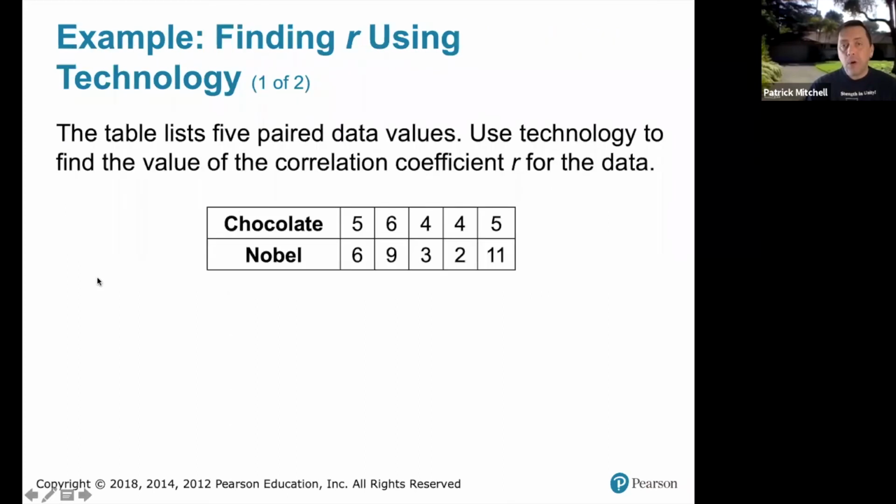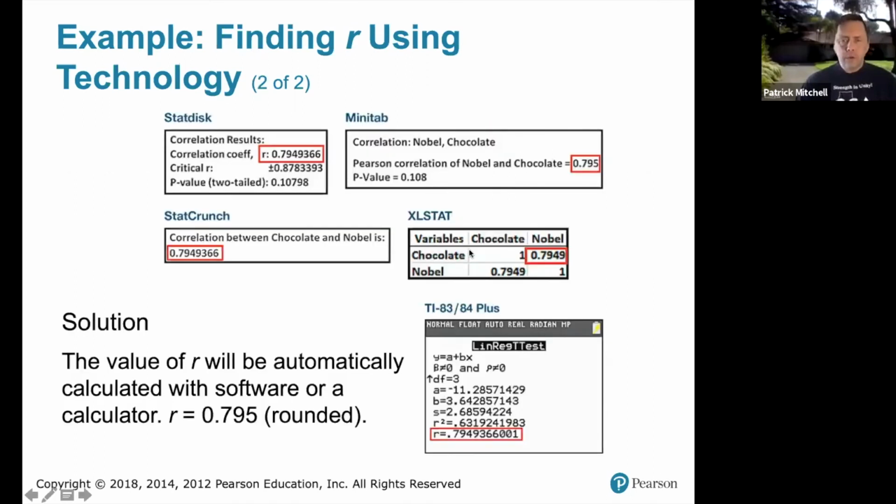All right, so here's an example. The table lists 5 paired data values. Use technology to find the value of the correlation coefficient R for the data. We'll show you what some different technologies' displays look like: StatDisk, Minitab. I think maybe you've used StatDisk a little bit. You might use a TI-83 or 84 calculator. I don't mind if you use that, just let me know on your written work that that's what you're doing.